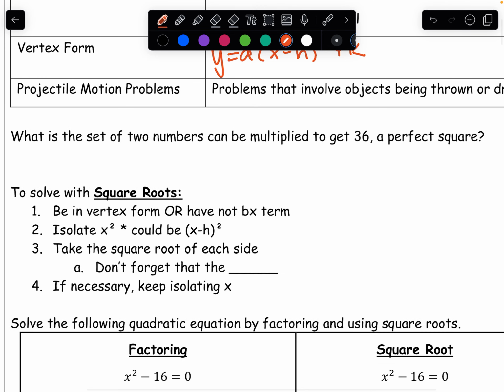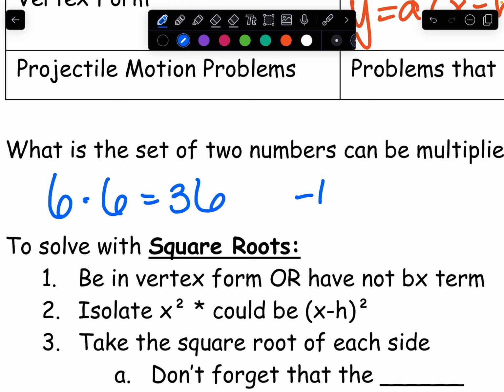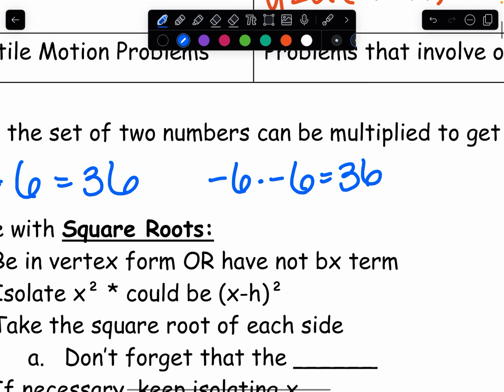So, what is a set of two numbers that can be multiplied to get 36, a perfect square? I'll give you a hint. It's two sets of numbers. Okay, so hopefully you know that at least 6 times 6 equals 36. Well, there's also negative 6 times negative 6, which also equals 36.